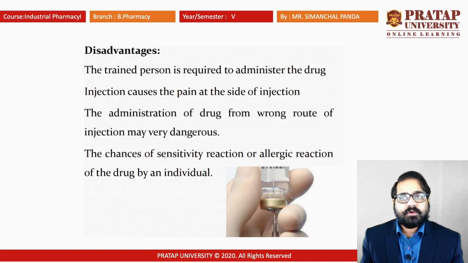There are also different disadvantages associated with parenteral dosage forms. It is difficult to administer the drug, and injections cause pain at the site of injection. Administration of a drug by the wrong route may be dangerous, because injectable products have a rapid onset of action. That means if you give the dose, it will show activity in our body very fast. So if you give the wrong route or the wrong medicine, it is very difficult to neutralize.